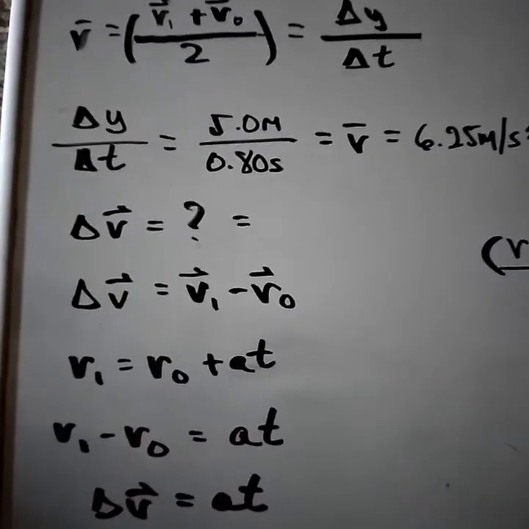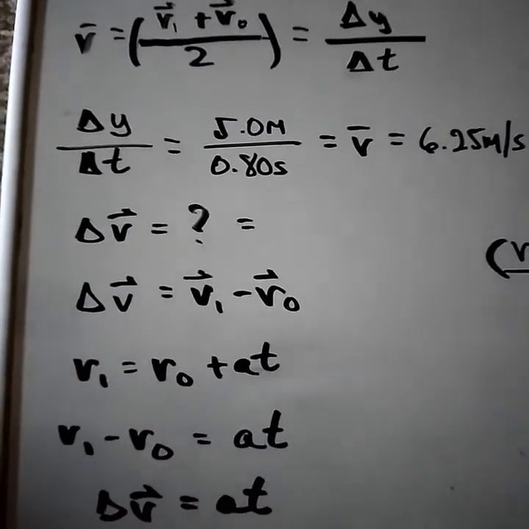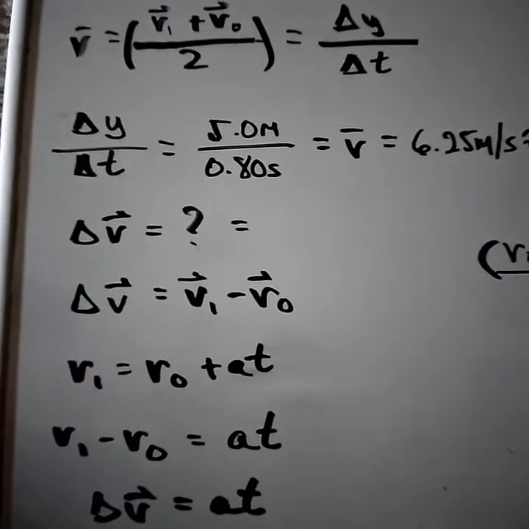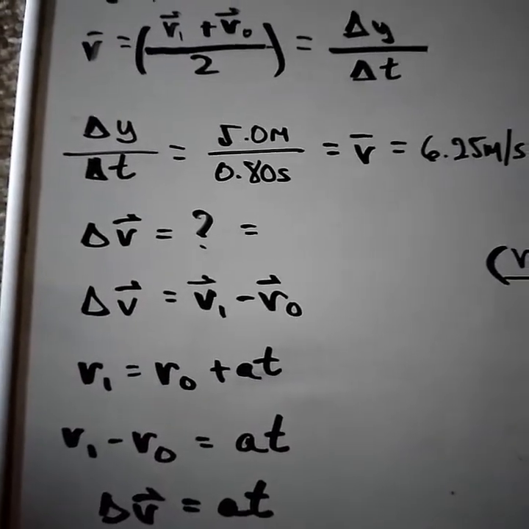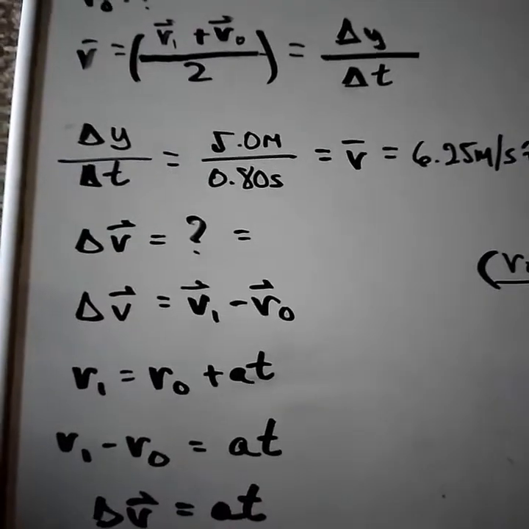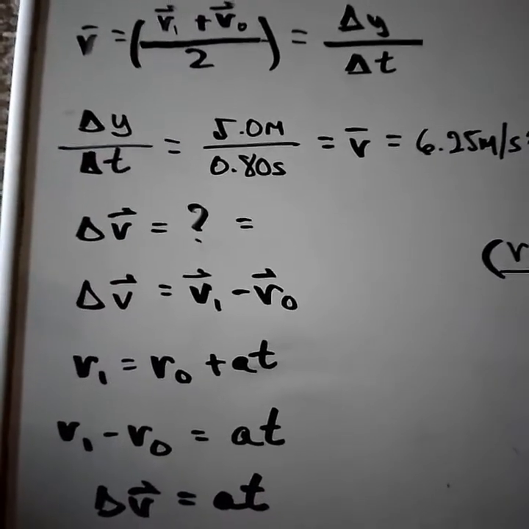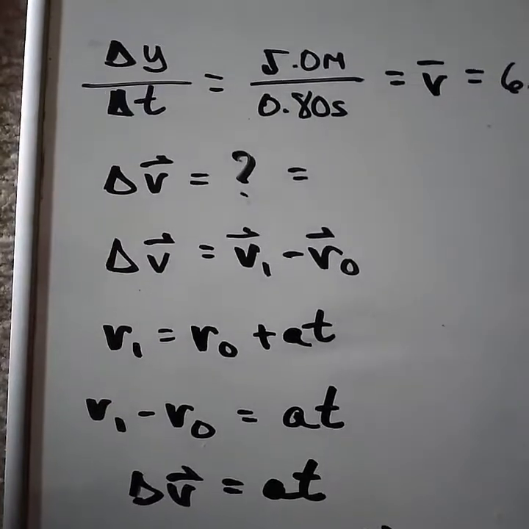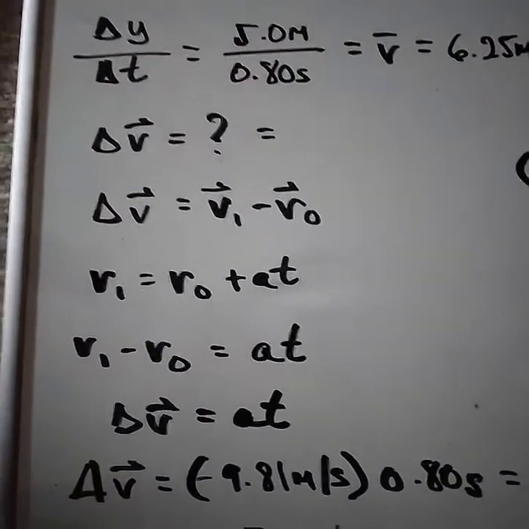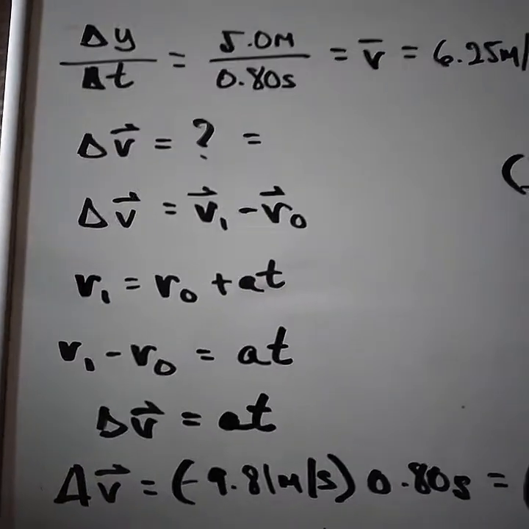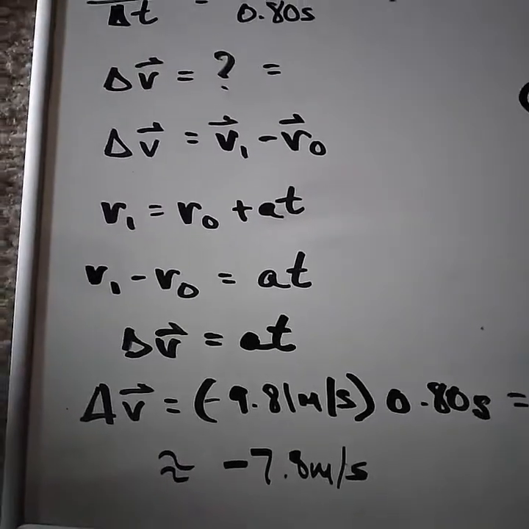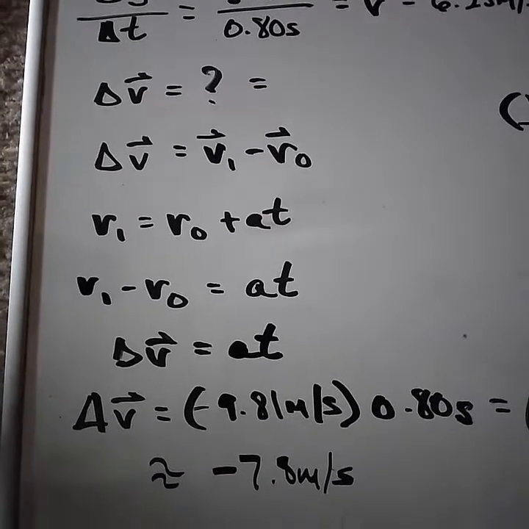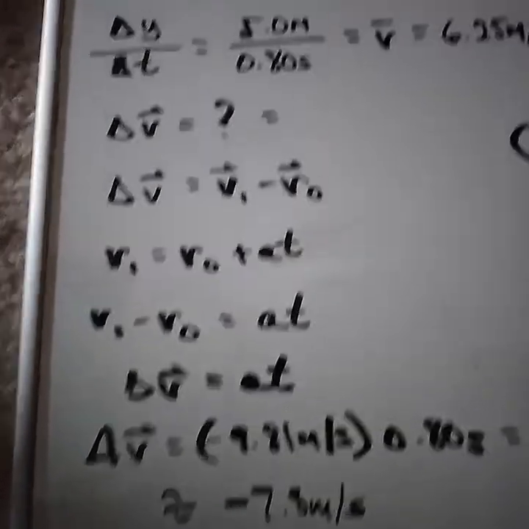Now this makes sense, right? Because it's going to have an initial velocity and a final velocity. We don't know what they are, but we know that the only thing that's changing this velocity is the acceleration due to gravity as it travels from its initial spot to its final spot. Plugging in the values for acceleration and time, we have the following. Using a calculator, we end up with negative 7.8 meters per second, taking the two significant figures.